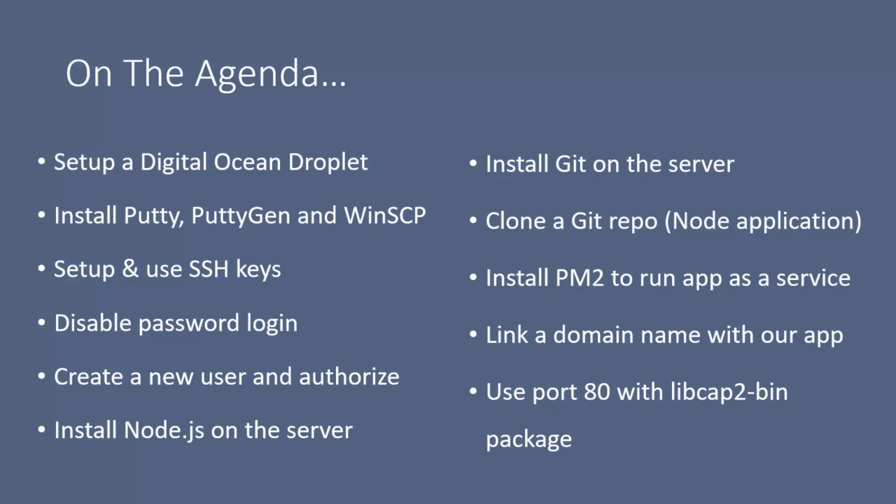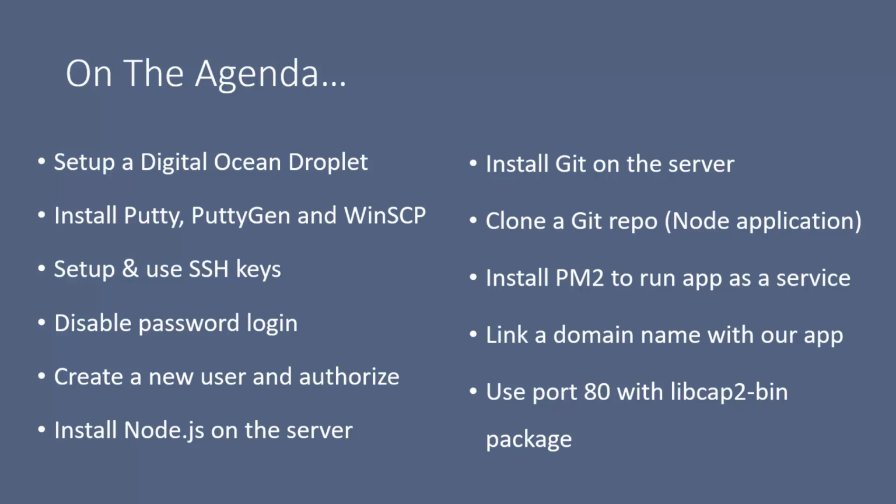Alright, so we'll set up and use the SSH keys. Once we do that, we're going to disable the password login for security purposes. We're going to create a new user because we don't want to use the root user. In fact, we're going to disable the root user altogether. Once our server is set up, along with our SSH keys, we'll install Node.js. We're also going to need to install Git because we're going to use a GitHub repository to bring our application onto the server. Alright, we'll need to set up SSH keys for that as well.